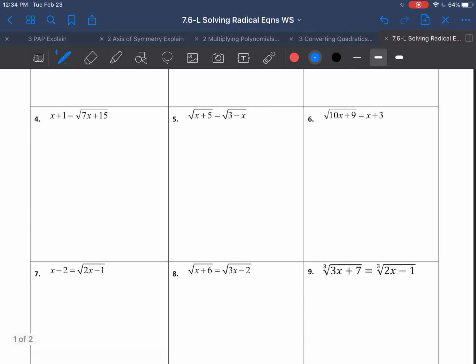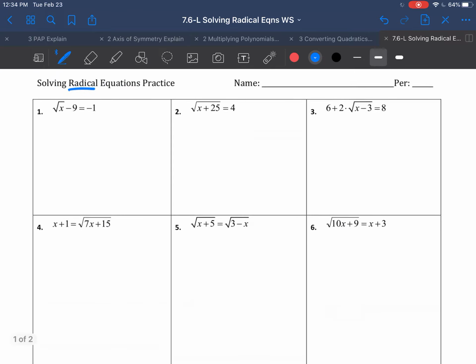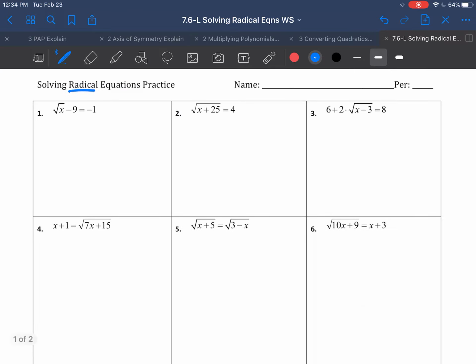I'm going to do a few of the square root and leave the rest for you to do on your own, mainly the ones with extraneous solutions. For number 1, the first thing you want to do is isolate the radical, which is right here. So add 9 to both sides, and you end up with square root of x equals positive 8.